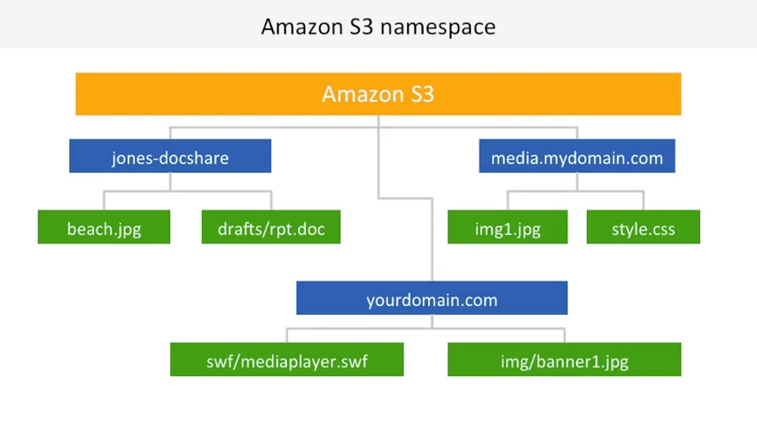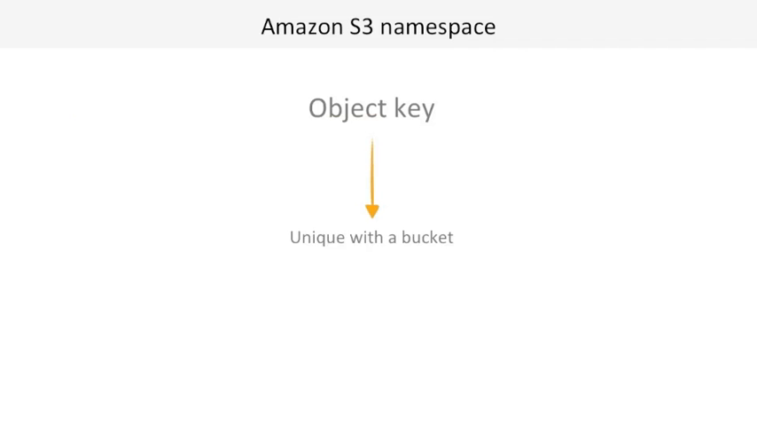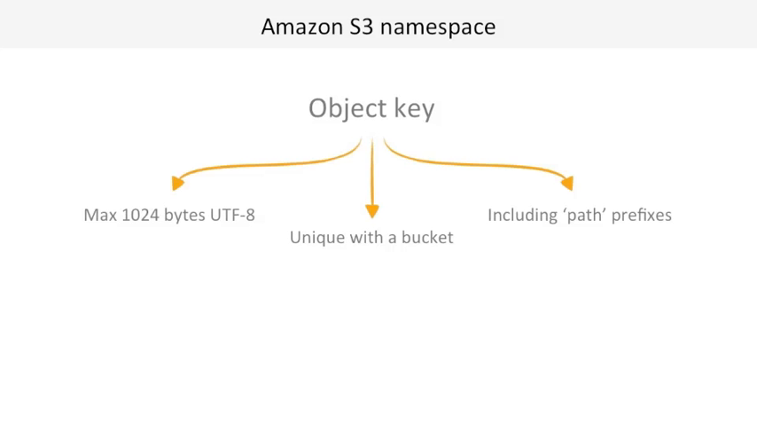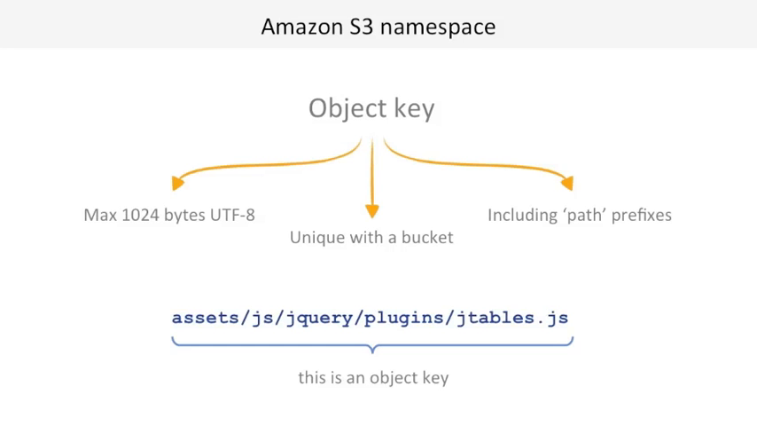Those objects appear to have a folder structure, but they don't. The object name, including the slash, the path if you like, is just part of the object name. So an object key is unique within a bucket. An object key can be 1024 bytes long when it's UTF-8 encoded, and it includes those path prefixes that we saw previously. So an object like assets/js/jQuery plugins/jtables.js, that whole string is the object key, and prefixed by the bucket, that will be unique globally.